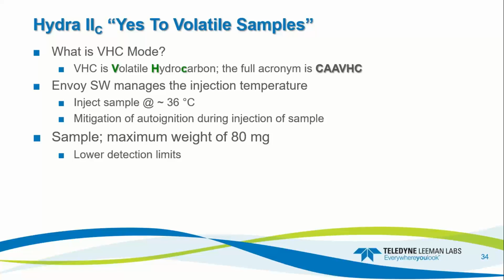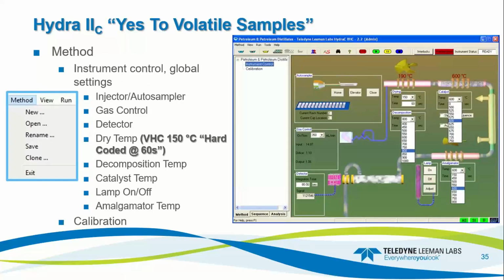So if you have an extremely volatile sample and it's got a low auto ignition temperature, say, less than 100 degrees C or 75, in theory, when it hits that hot zone going through the opening into the catalyst compartment, it could explode. Then you'd lose your sample. And again, weights of less than 80 milligrams per sample.